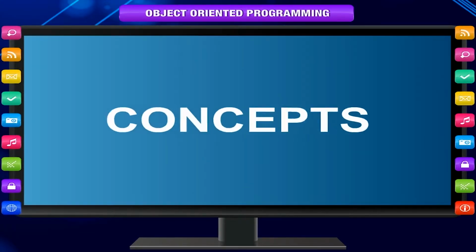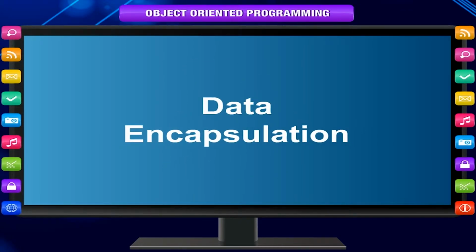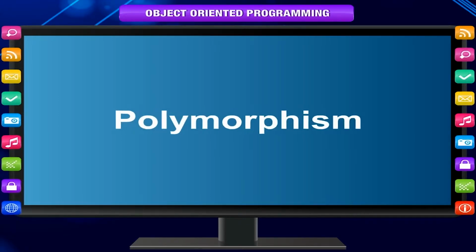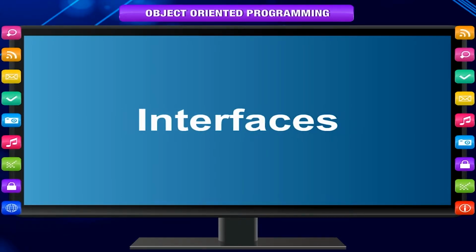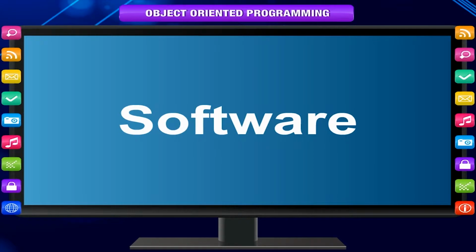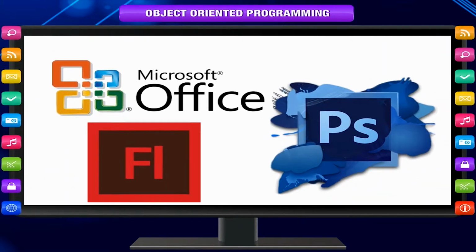The main concepts are objects, classes, data encapsulation and abstraction, inheritance, polymorphism, interfaces, and packages. Each concept relates to the real programming language that you will be learning in the next chapter. All the software packages use these features to make them more user-friendly, for example, MS Office, Adobe Photoshop, Flash, etc.